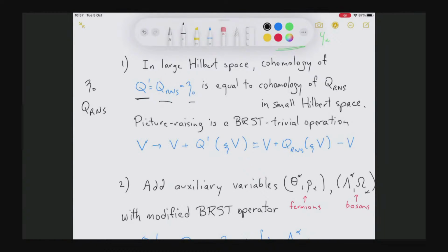And it turns out if it has anything but infinite picture, it can be a sum of different pictures. It doesn't have to be in a fixed picture, but if all the terms in the state have finite picture, then you can show that the cohomology of Q prime is actually equal to the small Hilbert space.